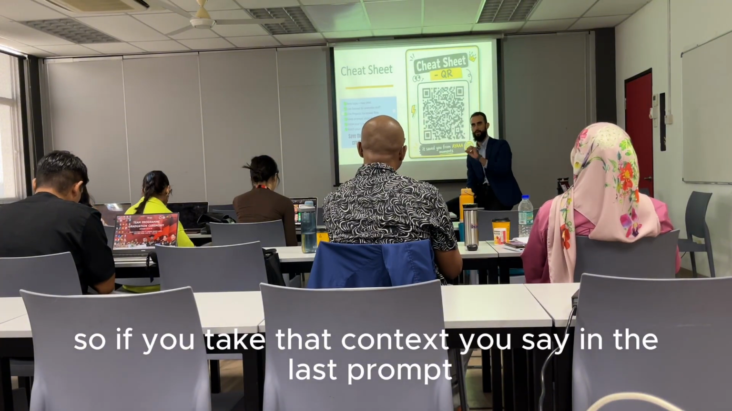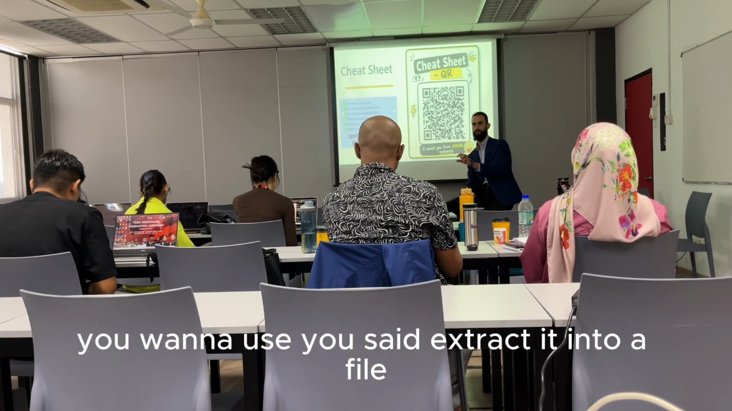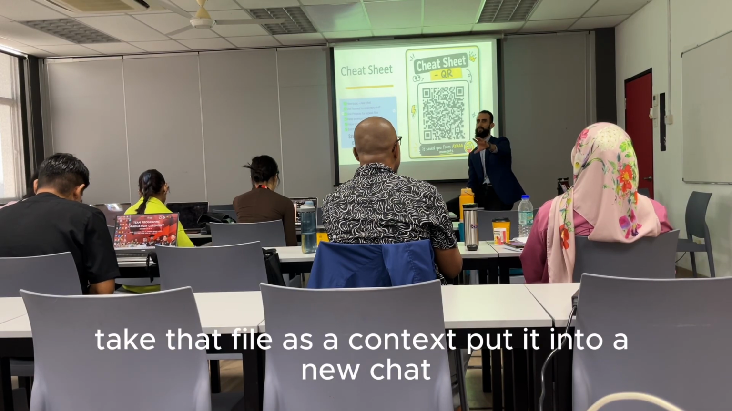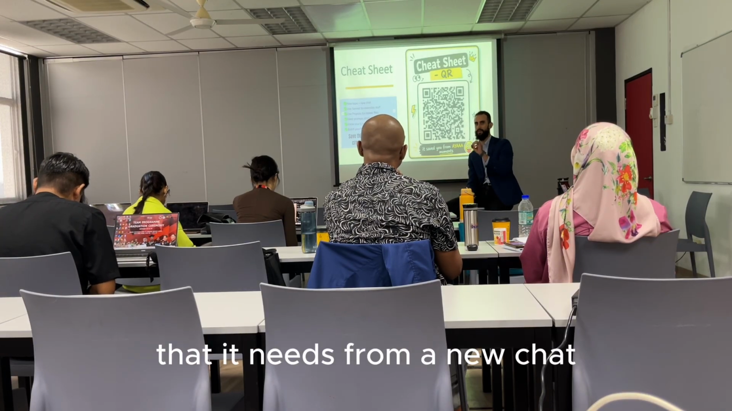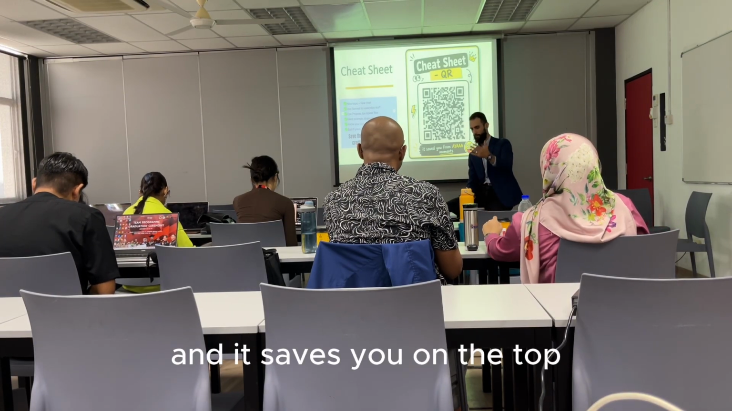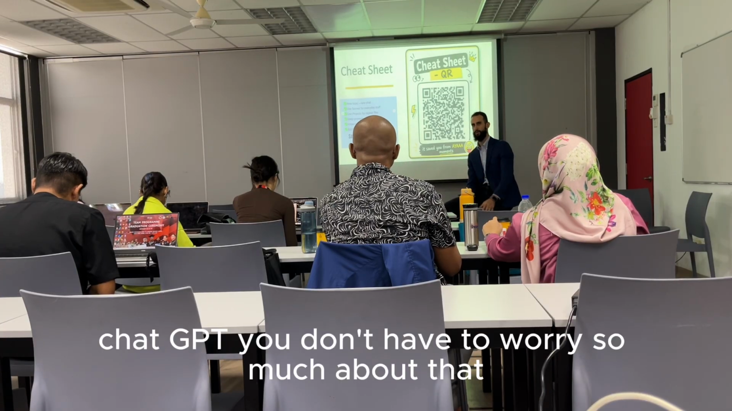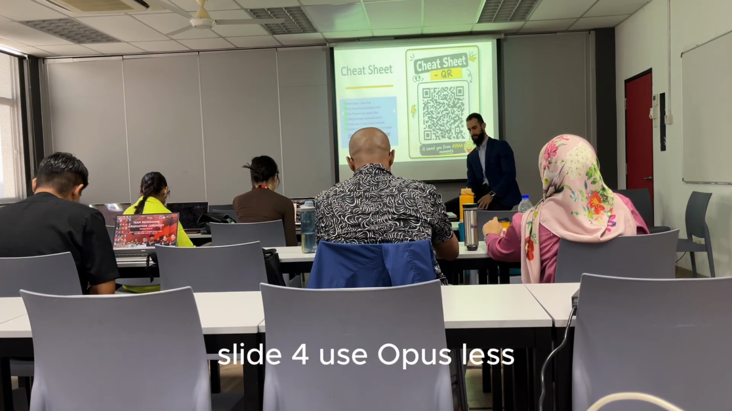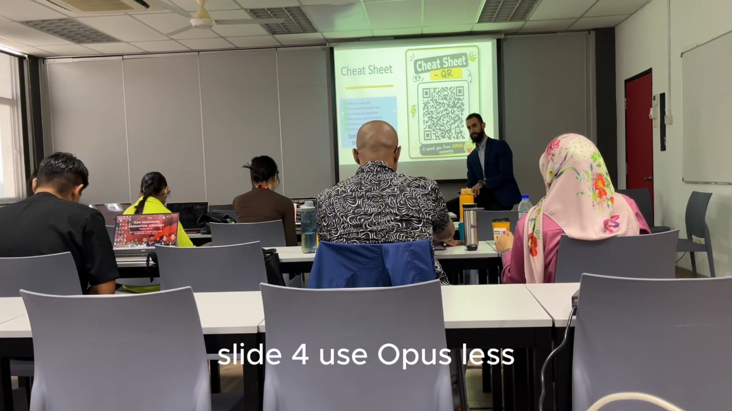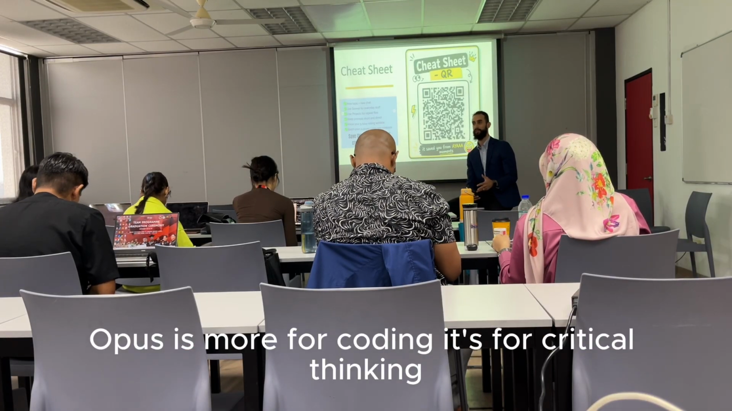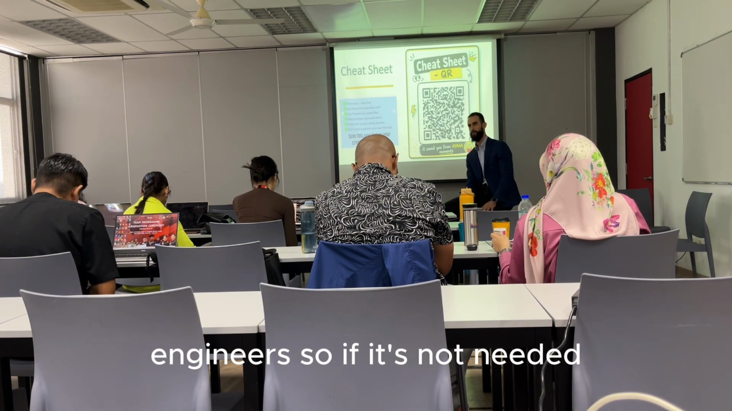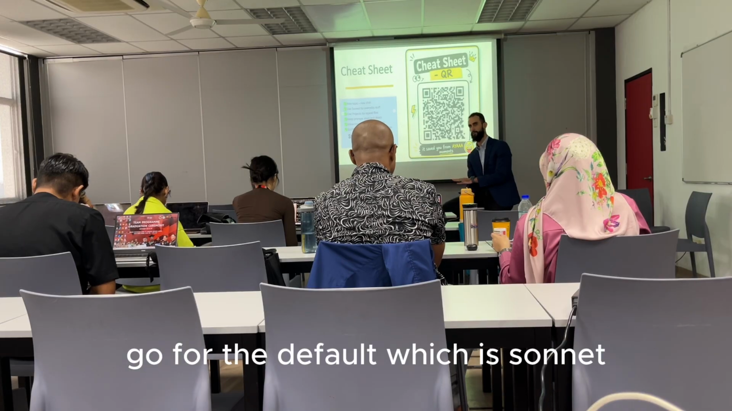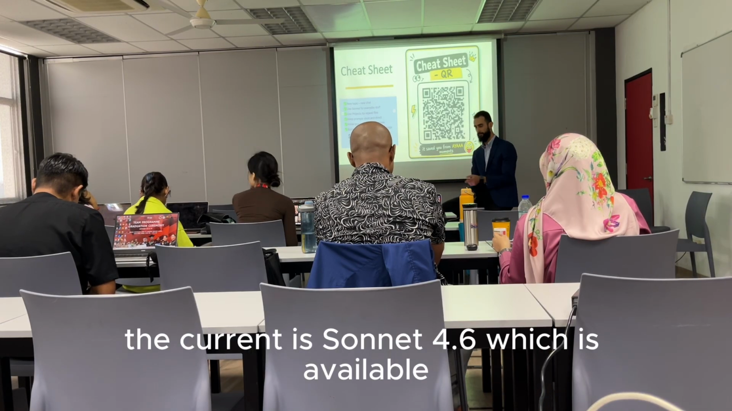So if you take that context, in the last prompt you want to use, you say extract it into a file. Take that file as a context, put it into a new chat. You save on reading from 1. So it takes everything that it needs from a new chat, and it saves you on the token. ChatGPT, you don't have to worry so much about that. Slide 4, use Opus less. Opus is more for coding, it's for critical thinking, structure, big projects, engineers. So if it's not needed, go for the default, which is Sonnet. The current is Sonnet 4.6 we saw earlier.